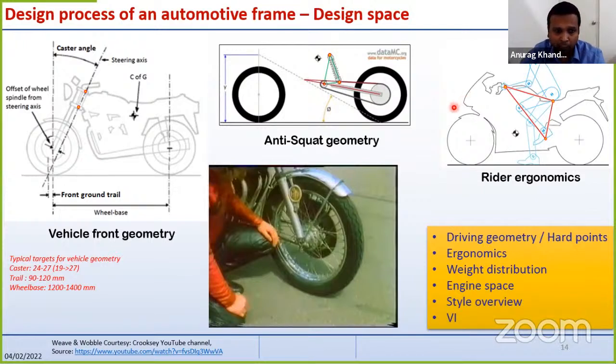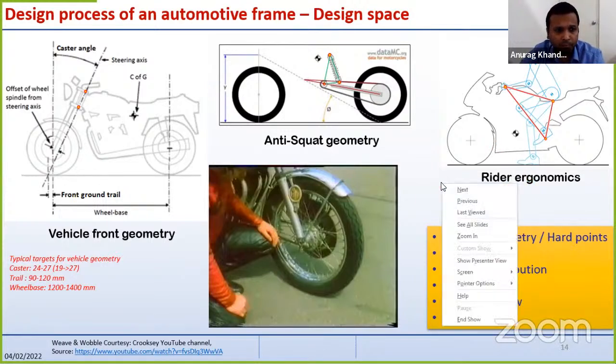If these parameters, which are controlled by the frame, are not controlled properly, they can lead to undesired conditions such as weave, wobble, and capsize. These are dynamic conditions which may happen during running. Here I will show you one small video.